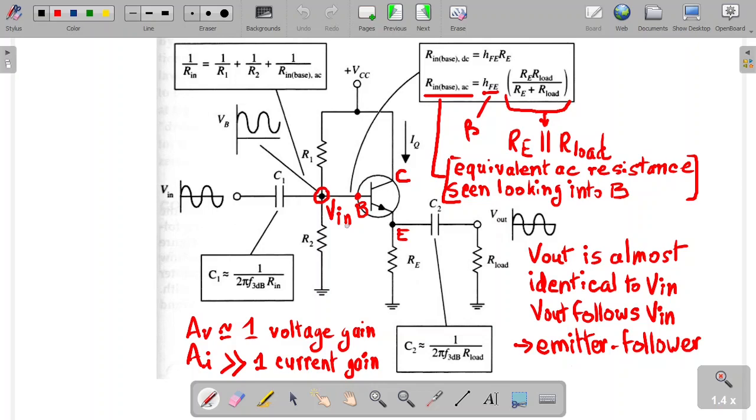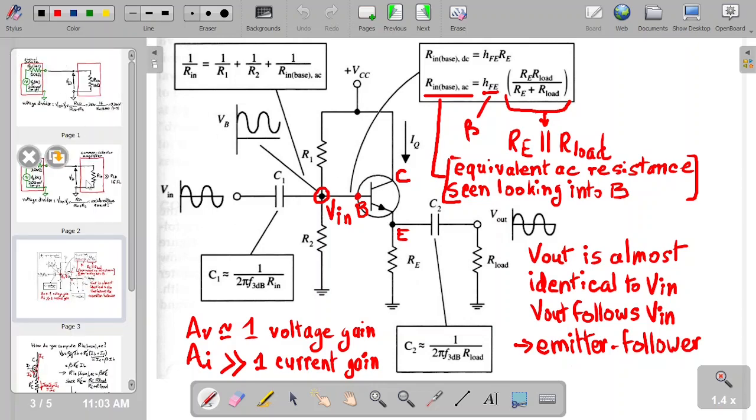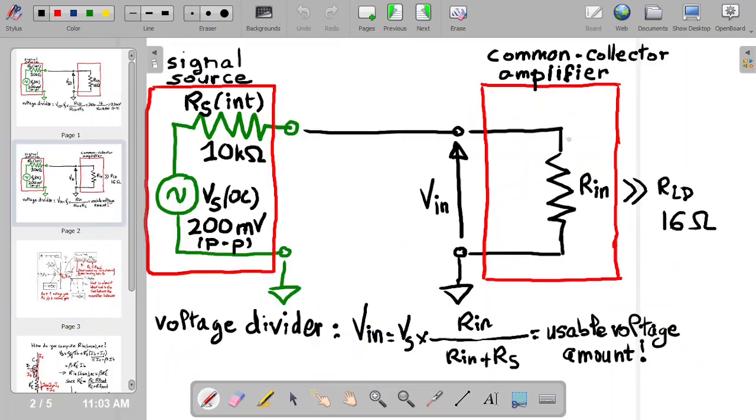Okay, so you have Vin and Rin. When you look at this box here, this is the amplifier. That's the Rin we just looked at, and that's the Vin. The voltage divider rule tells you that Vin equals Vs times Rin divided by Rin plus Rs. It depends on your circuit, but Rin is going to be much larger than R load, 16 ohm, 8 ohm, 4 ohms, whatever.